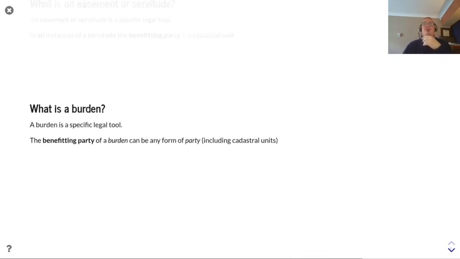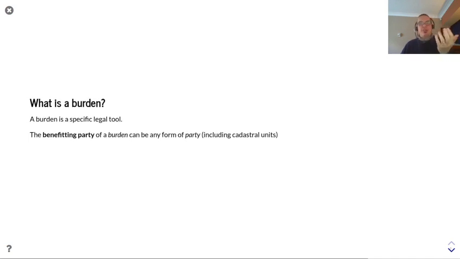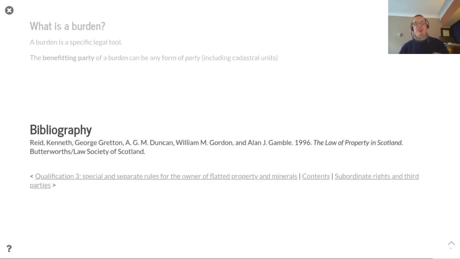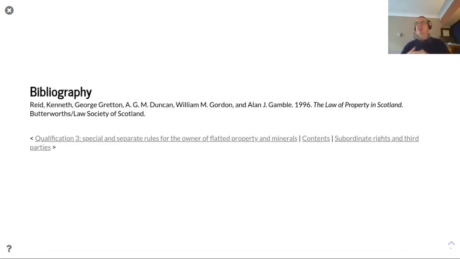So an easement or servitude is a specific legal tool. So in all instances of this, though, the benefiting party is a cadastral unit. A burden, again, is a specific legal tool, and the benefiting party can be any form of party for a burden. And each jurisdiction might have slightly different names for the legislative background to these things.